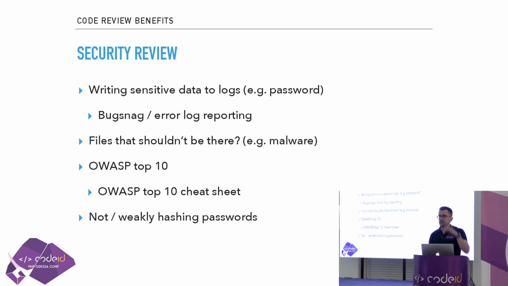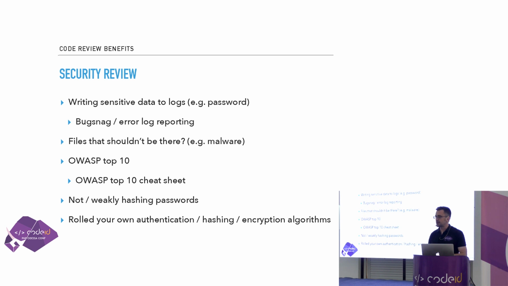And then there's things like where people might be doing things badly, like weakly hashing passwords or not hashing passwords at all. And again, if you see code like that, just pick it up in the code review. In fact, anything really to do with authentication or hashing, if people aren't using actual proper libraries, then they're probably doing it wrong. So security review is the second major benefit of doing code reviews.